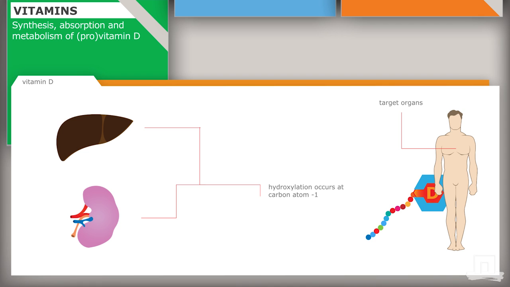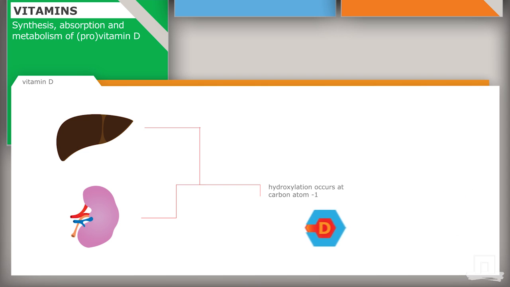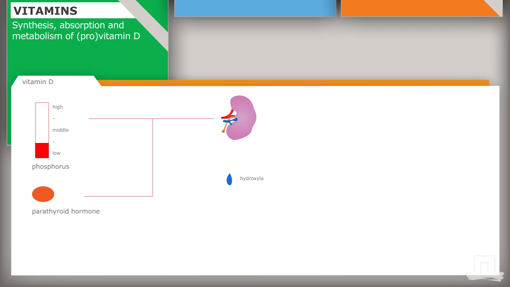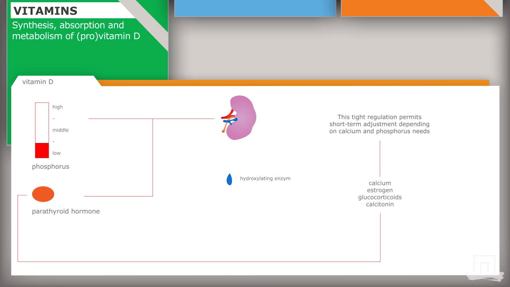binding protein, DBP. The last metabolic step, hydroxylation to 1,25-dihydroxy vitamin D, is strictly regulated. The presence of active vitamin D inhibits its own synthesis, but stimulates its own degradation. Parathyroid hormone and low phosphorus levels activate the hydroxylating enzyme in the kidney. A multitude of additional factors exert their influence, mostly indirectly, via parathyroid hormone, calcium, estrogen, glucocorticoids, and calcitonin, among others. This tight regulation permits short-term adjustment depending on the calcium and phosphorus needs.